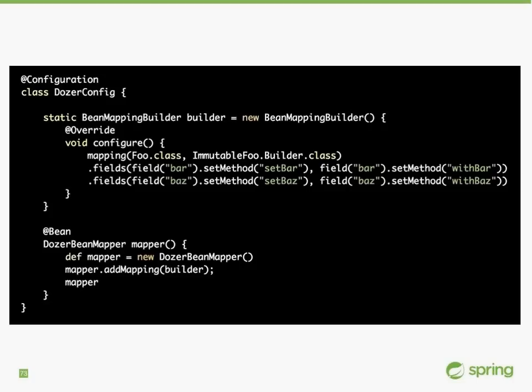And so given this builder, we then can have a Spring Bean created with our mapper method that's going to instantiate a new DozerBeanMapper, add to its mapping the builder we just created, and return the mapper. And so now we have this DozerBeanMapper in our Spring context.